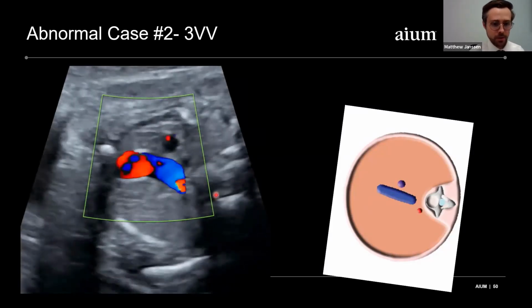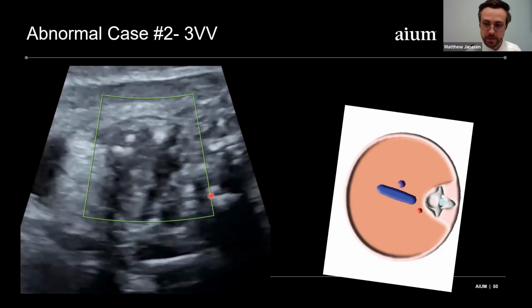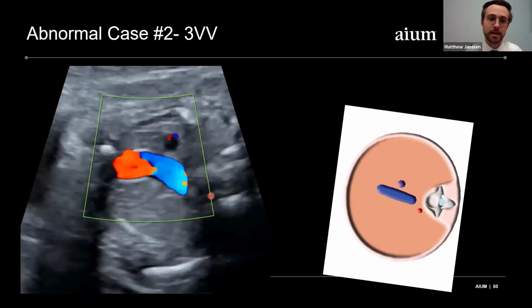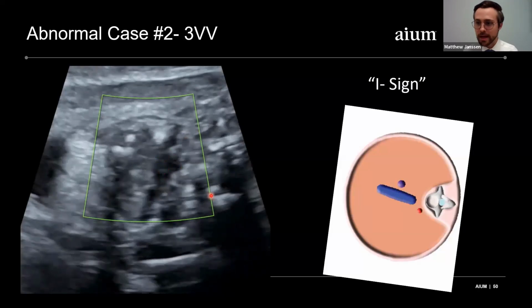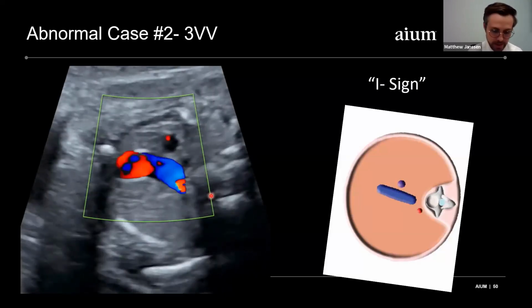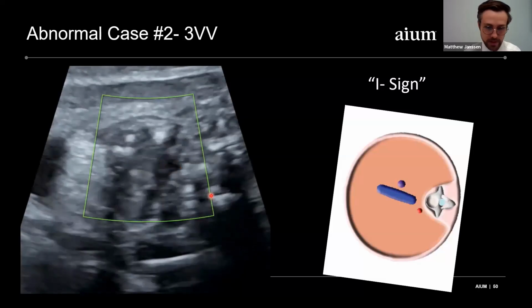And the color Doppler flow, although there's some turbulence, is for the most part going back down towards the spine as we would expect, but there's no V as we progress into the tracheal view. And so this is really the classic, what's been described in the literature as the I sign. And really what this indicates is a transposition of the great vessels.